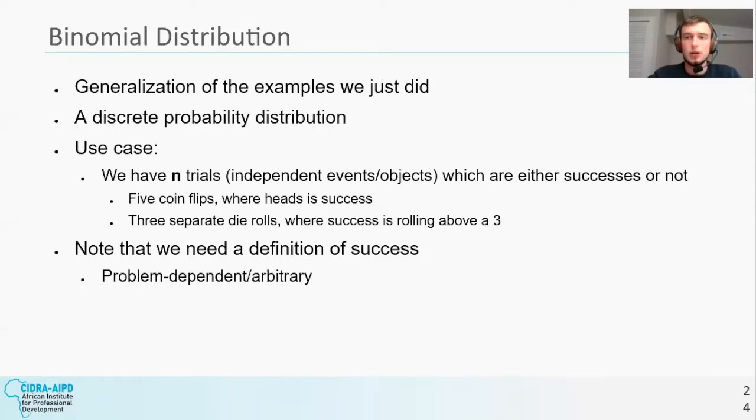Could be flipping 10 coins and the success is heads. It could be watching 5 swimming races, and if your friend wins, it's a success. It could be 3 separate die rolls where success is rolling above a 3. It's just you have some number of trials and they're either successes or not. And to do this, obviously you need a definition of success. It's kind of arbitrary, so you can make it whatever's convenient for you. For example, in the die roll example, we chose success to be rolling above a 3 because we could, and maybe it was useful for our particular problem.